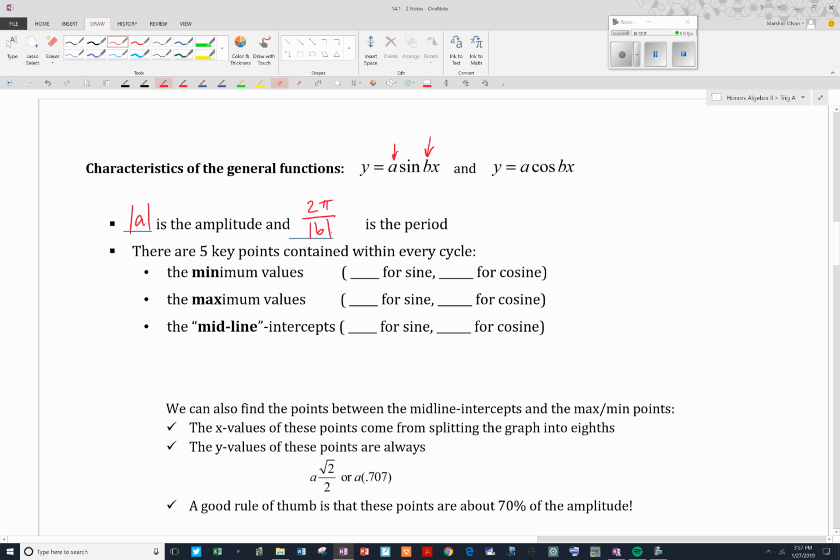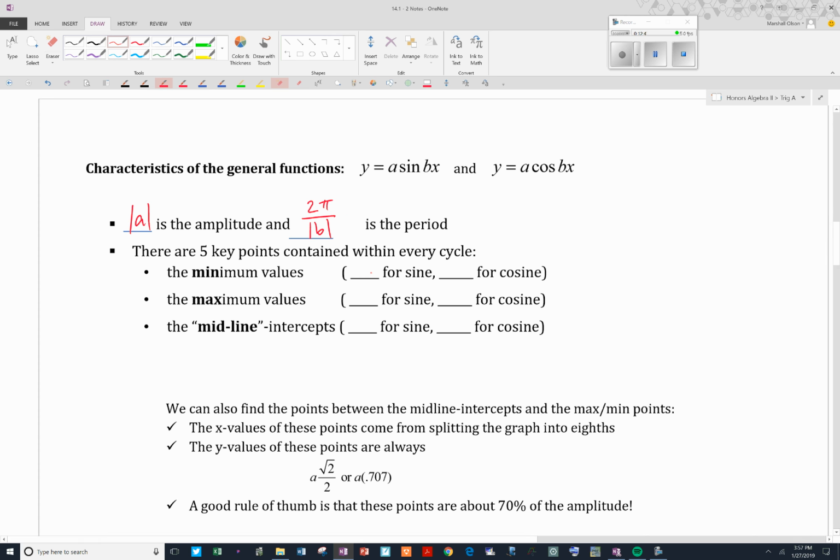If you think about our last functions, a and b were both 1, which is why the amplitude is 1, since the absolute value of 1 is 1, and why the period was 2π, because if you put 1 in for b, you would get 2π. The 5 key points contained in the cycle are the minimum values, the maximum values, and then the midline intercepts.